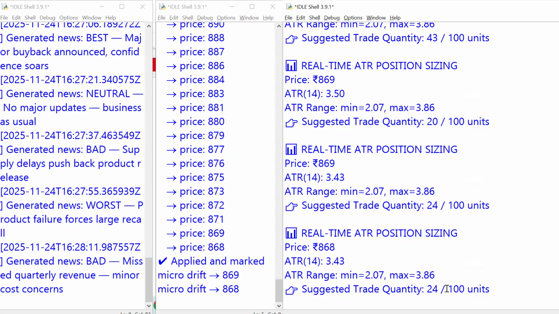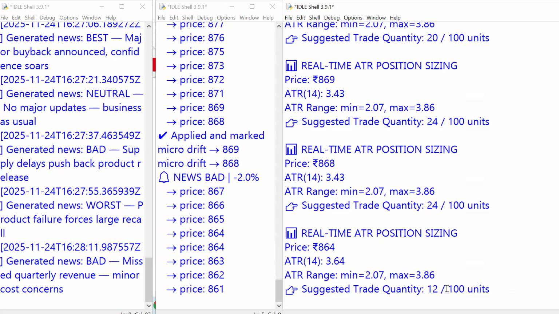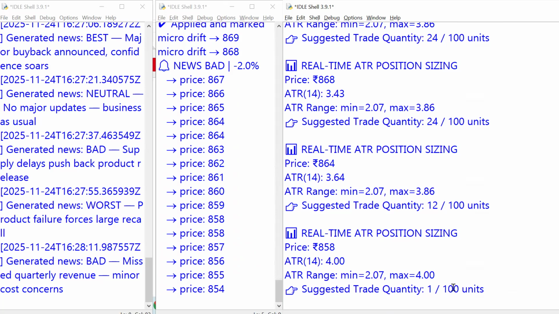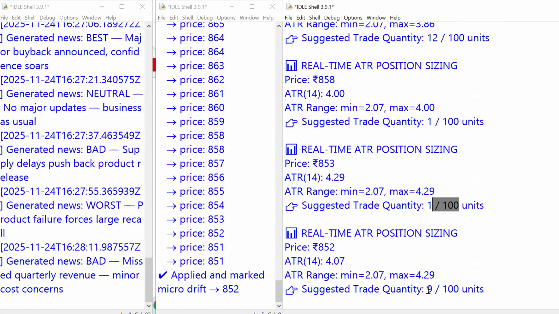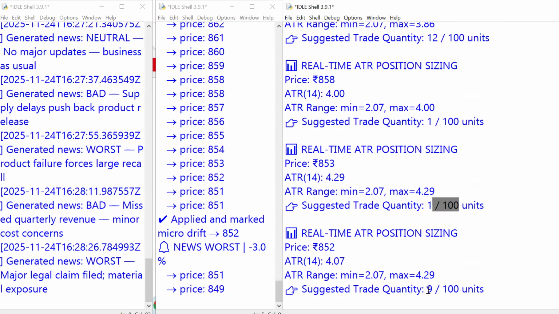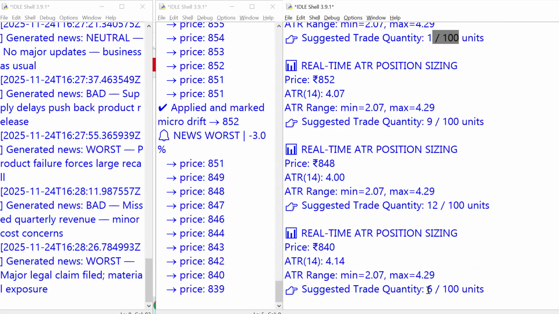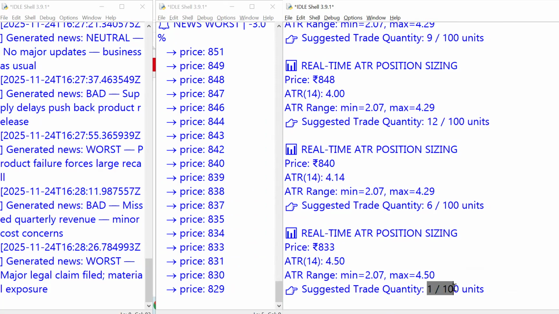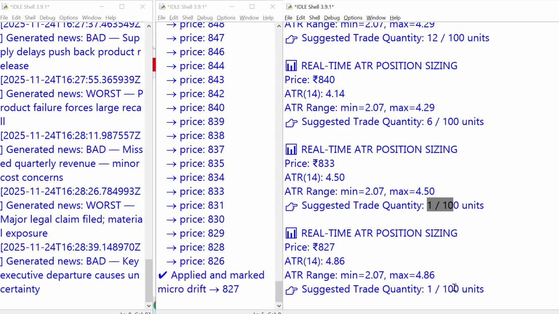See, the bad news has come, the market is continuously falling. The ATR is going to be very high. It says, okay, only trade with 12 units. It says, okay, the ATR has reached the maximum level. Trade with only one quantity. Again the ATR is going to be very high. The market is falling like anything. Okay, it says, trade with only one quantity. Be in the market, but with a very small quantity.